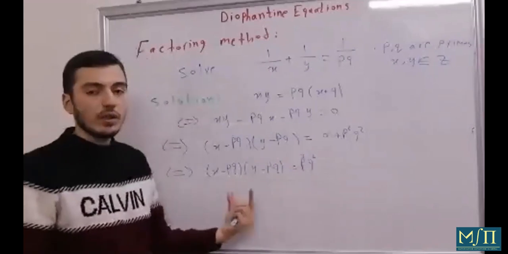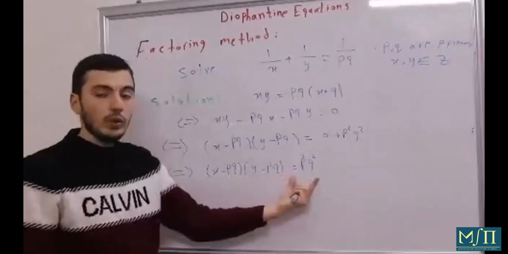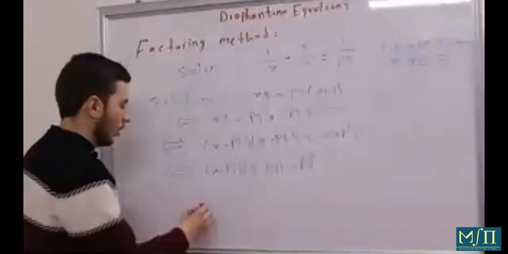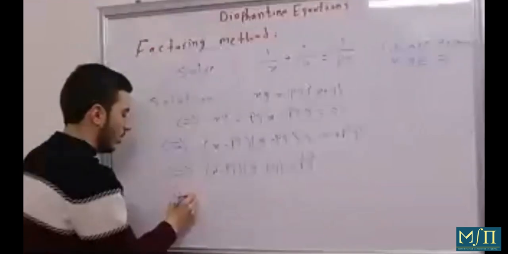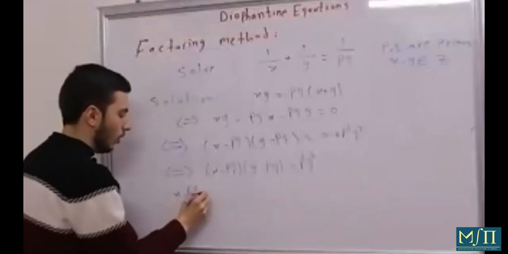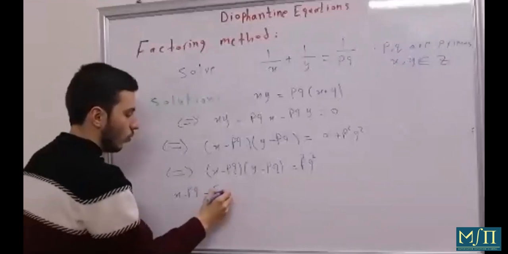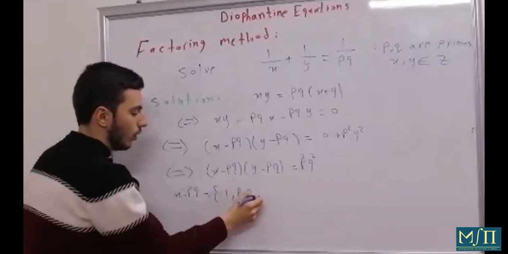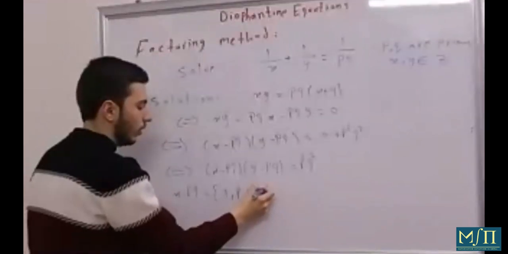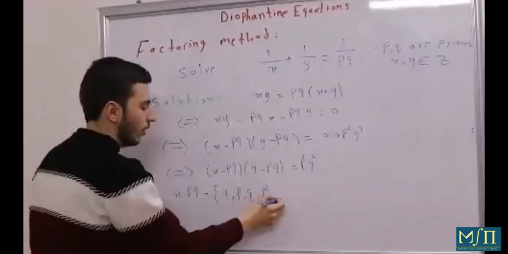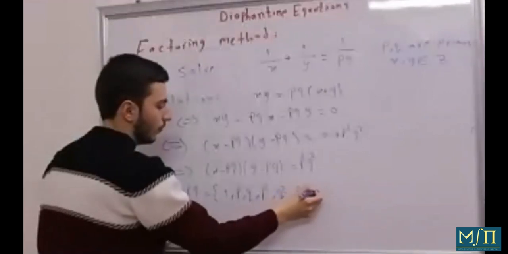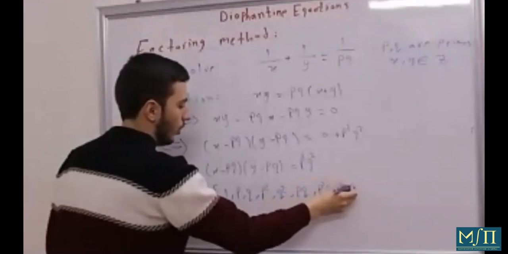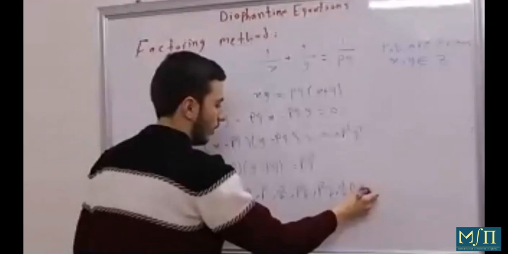So now we just discuss the divisors of p squared q squared. Since they are primes, we know what the divisors of this are. So we have x minus p times q equals 1, p and q are divisors, then p squared, q squared, p times q, then p squared q and q squared p, and at last we have p squared q squared.